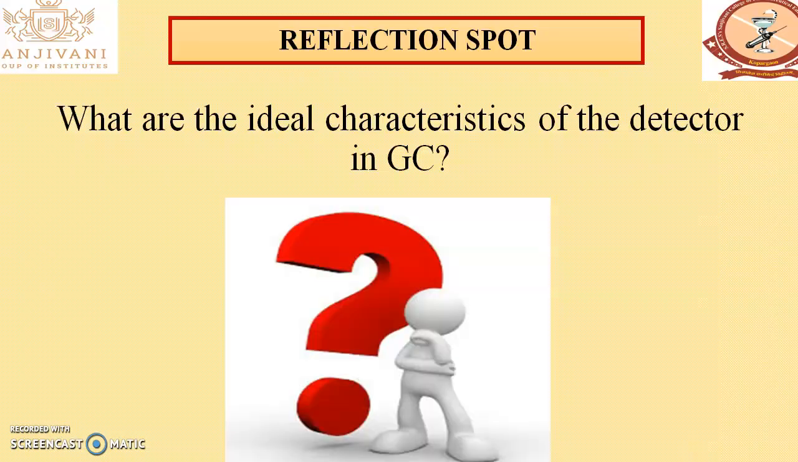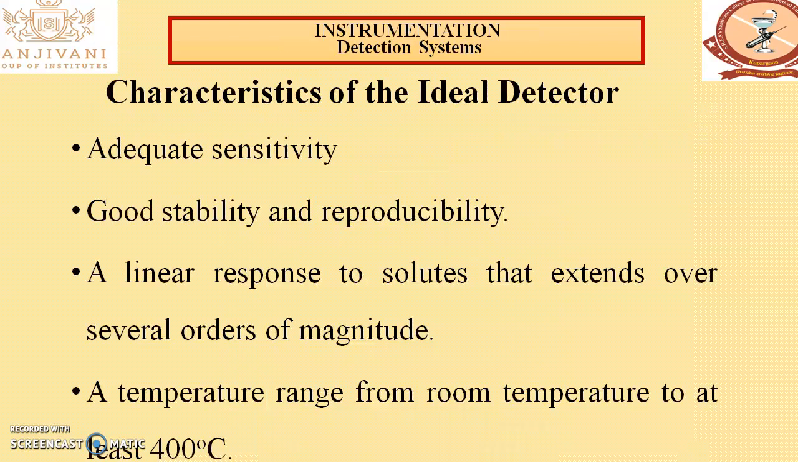So there may be a question in our mind that what are the ideal characteristics of the detector that is used in GC. So you can think of whatever the experimental parameters we are using, typically the temperature and other characteristics. We have to think of what might be the ideal characteristics of the detector that is used in GC. So here are some of the characteristics enlisted you can find.